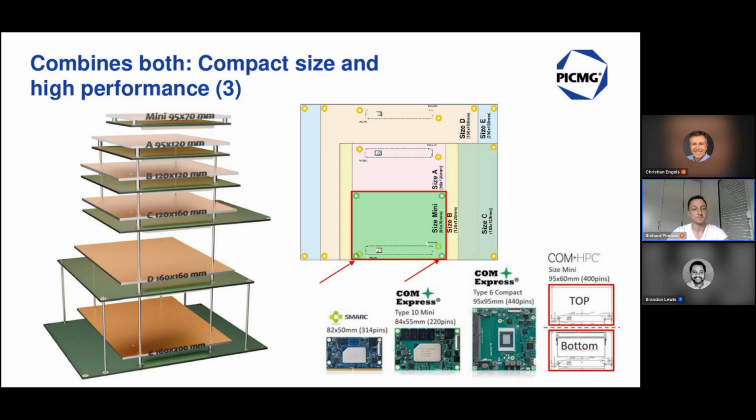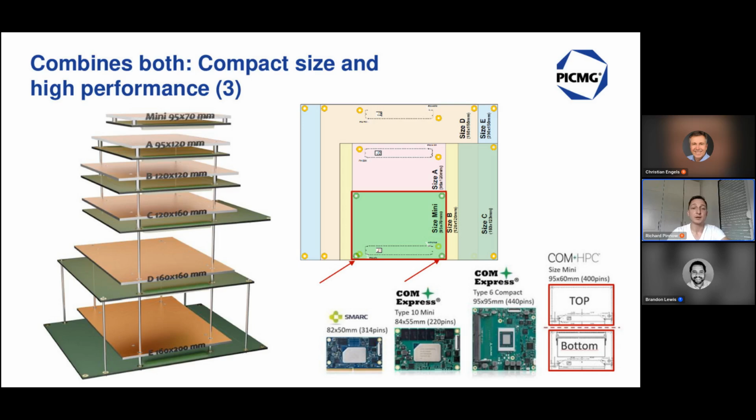All right. Let's have a look at its footprint. As indicated in the previous slide, COM-HPC Mini combines both: it's super compact and it provides high performance interfaces. So it's relatively compact compared to other form factors. It's very well illustrated here.